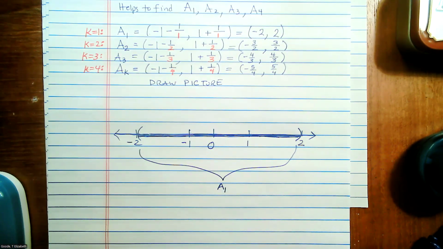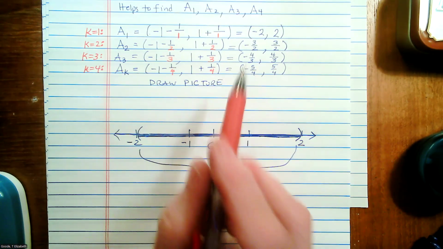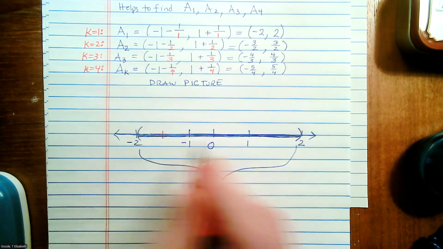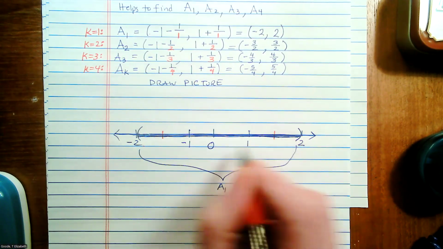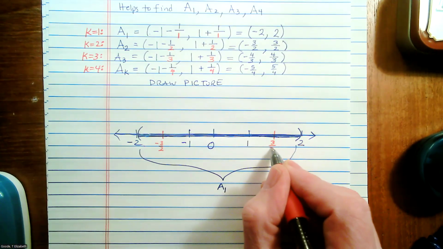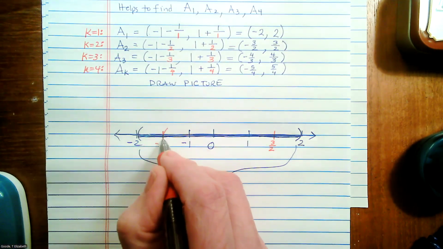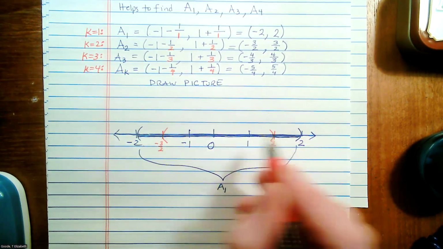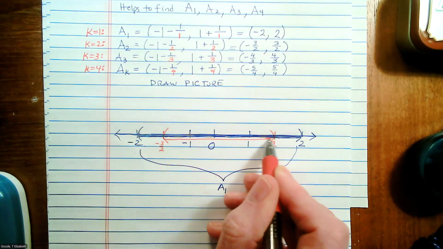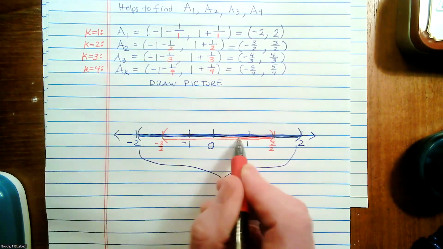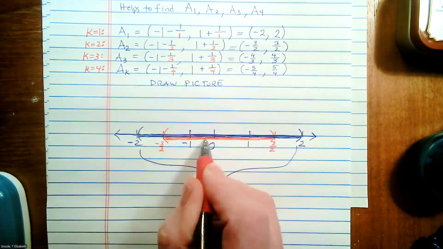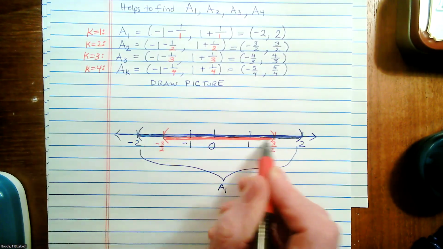Now let's draw A2 in red. It goes from -3/2, which is smack dab between -1 and -2, isn't it? And +3/2 is smack dab between 1 and 2. So A2, look at that. It's nested inside A1, isn't it? It lies completely inside A1. These actually happen to be nested sets. It makes them kind of interesting.